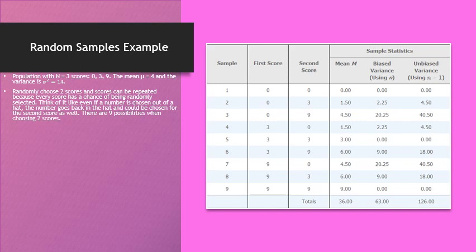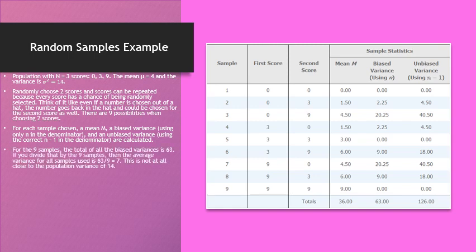Let's examine what happens when we do a biased variance and we just use n instead of using n minus 1. For each sample, we have the mean m, the biased variance, and the unbiased variance. For the 9 samples all together, you can add up all of the biased variances and you get a total of 63. Notice it's at the bottom of your chart. If you divide that by 9 samples, then the average variance for all the samples used would be 7. This is not at all close to the population variance of 14.